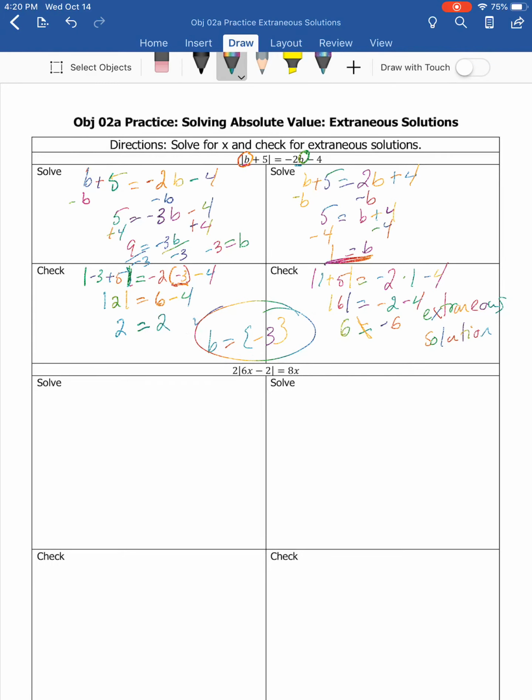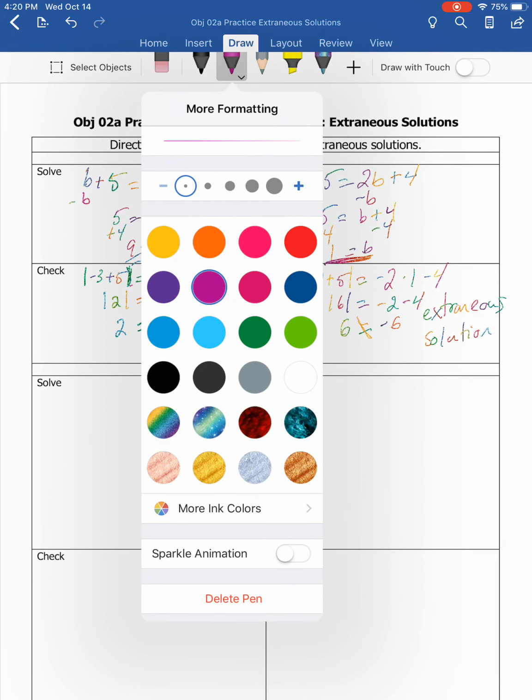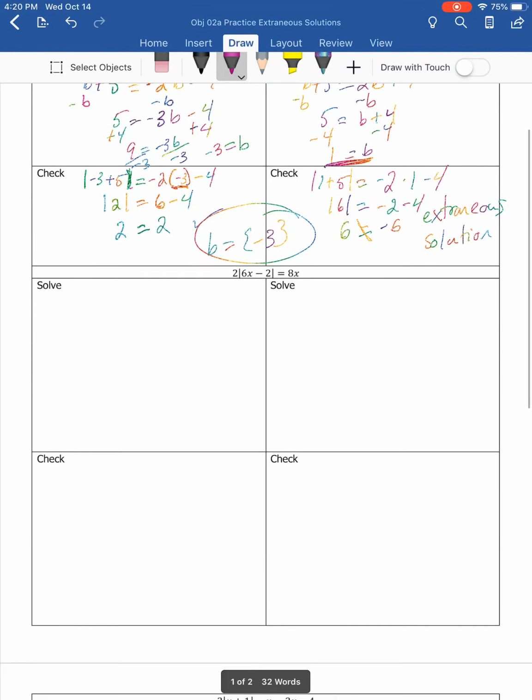Okay, and I'm pretty sure the sparkles are probably a little bit irritating, so I'm going to go to a regular pen, even though it's kind of boring.